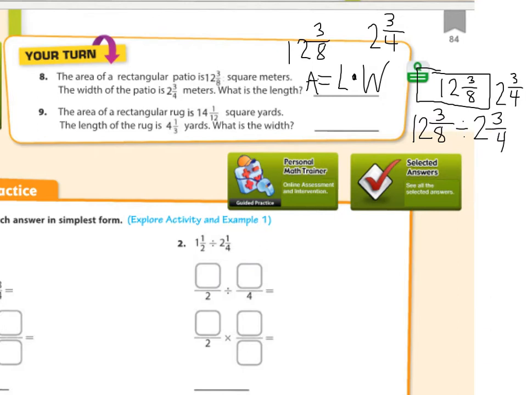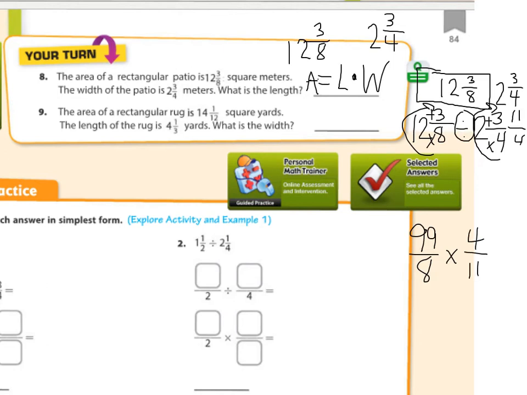With both of these, we're going to have to get mad. 12 times 8 is 96. That's a math fact that we've been practicing. 96 plus 3 is 99/8. Flip that to multiplication, and then we have to get mad at this one before we flip it. So 8 plus 3 is 11/4, and now we flip it for 11ths.